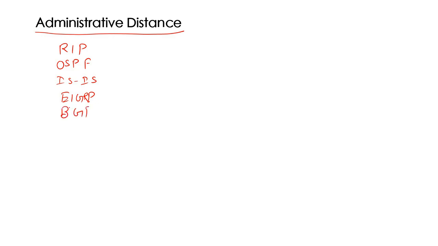Next thing is our administrative distance. Till now we discussed RIP as a routing protocol which can create a routing table. We have OSPF which can create a routing table. We have IS-IS which can create a routing entry. We have EIGRP as well, which creates a routing table, right? We can have BGP as well, which can create an entry in the routing table, right?